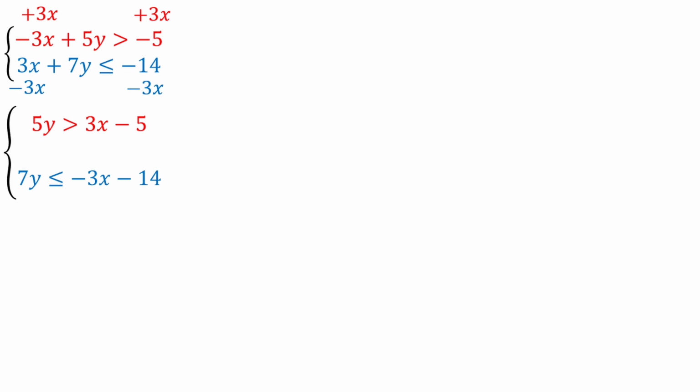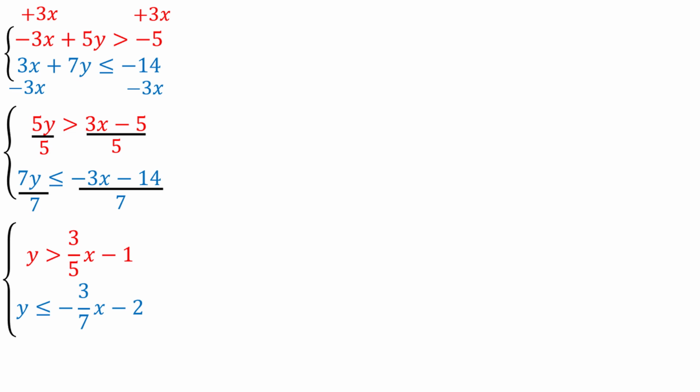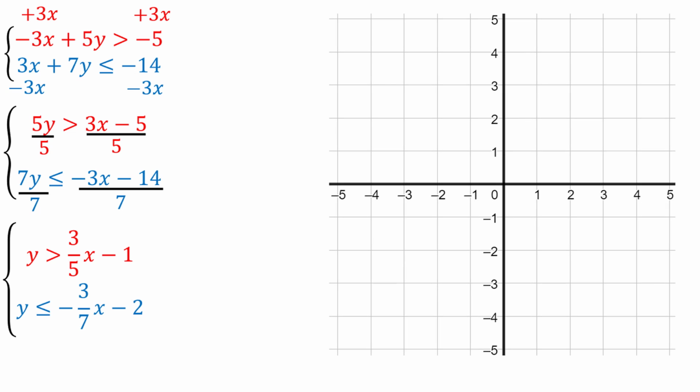Then we need to divide by the coefficient on y, which is 5 in the first inequality and 7 in the second. We get y is greater than 3/5 x minus 1 for the first inequality, and y is less than or equal to negative 3/7 x minus 2 for the second. Next, let's graph the lines.